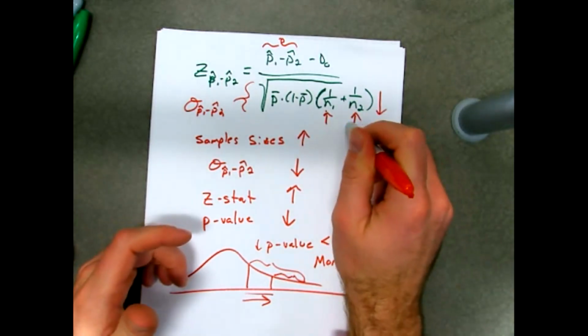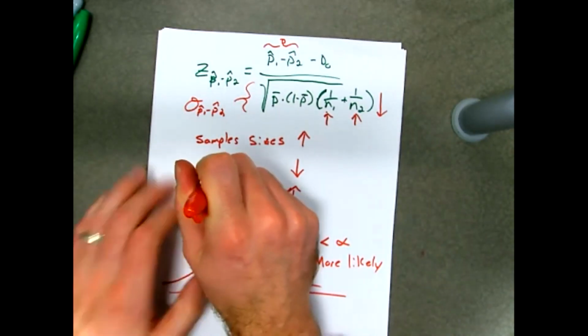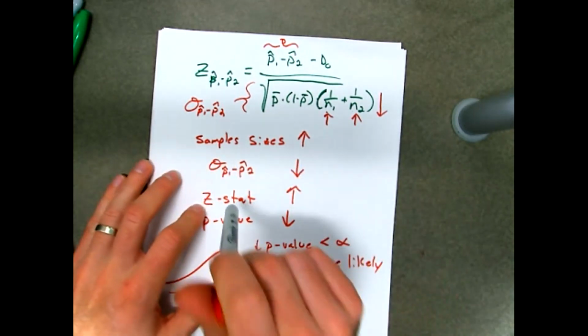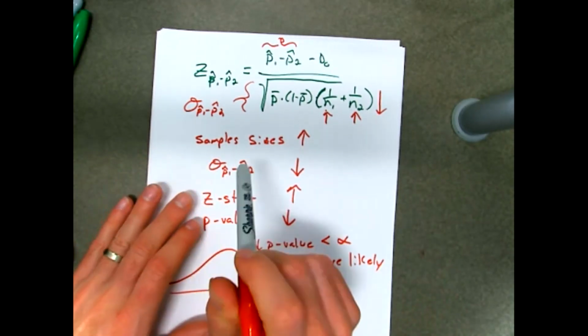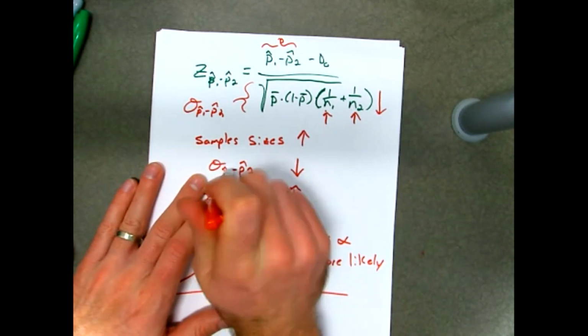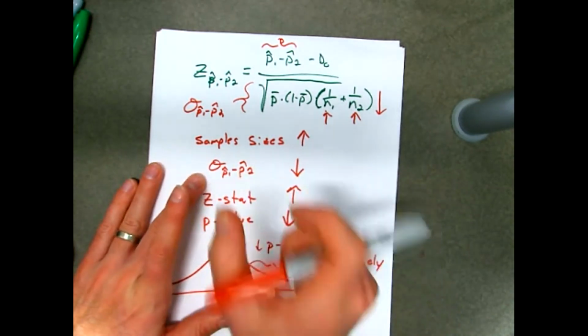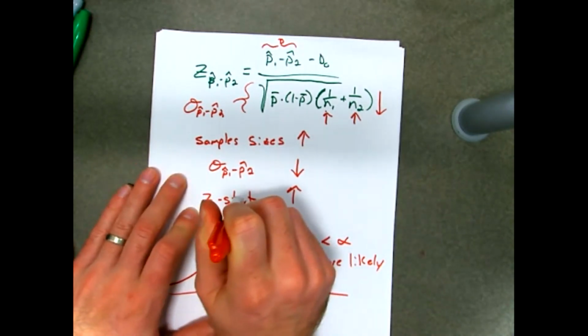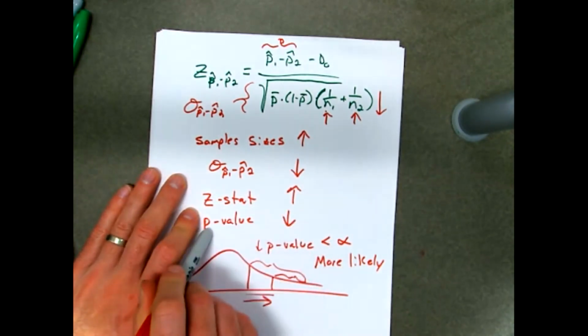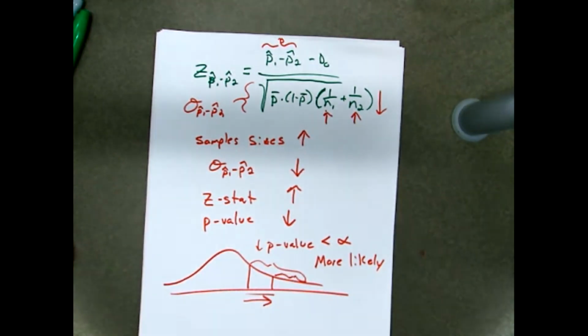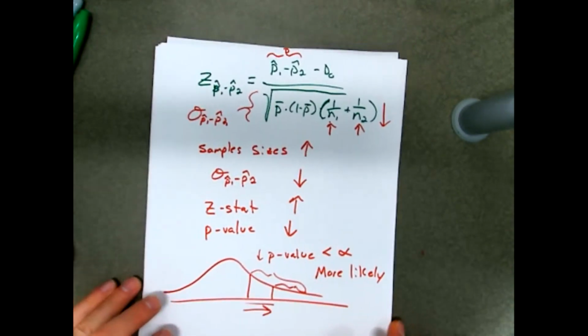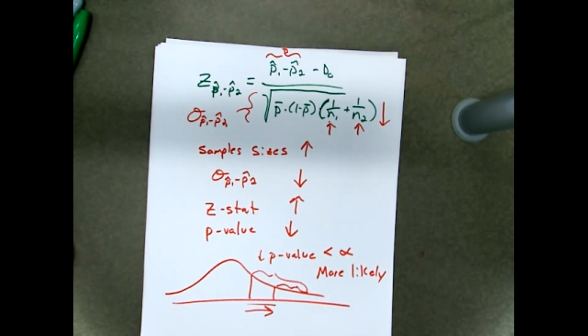Anytime we get higher sample sizes, it decreases the standard deviation of the sample statistic we're looking at, which increases the test statistic, decreasing the p-value, making it more likely we can reject the null. So once again, I don't know if I've ever given you an example yet where having higher sample sizes is a bad thing. It's always better to have more data, right? Because it makes it more likely we can pin down where the true population values actually are.